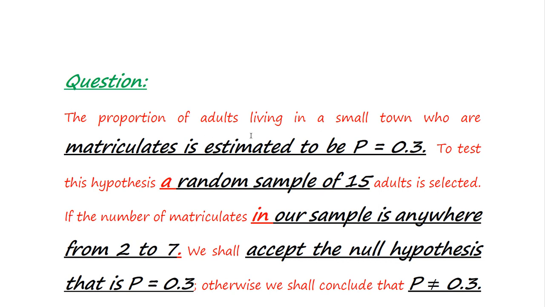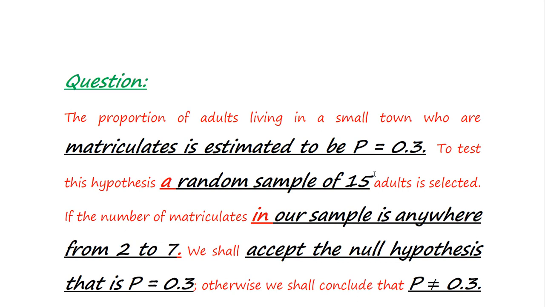The proportion of adults living in a small town who are matriculates is estimated to be P is equal to 0.5. The adult population who are matriculates, the proportion of such population is P is equal to 0.3. To test this hypothesis, a random sample of 15 adults is selected. A random sample which consists of 15 numbers taken from the population.